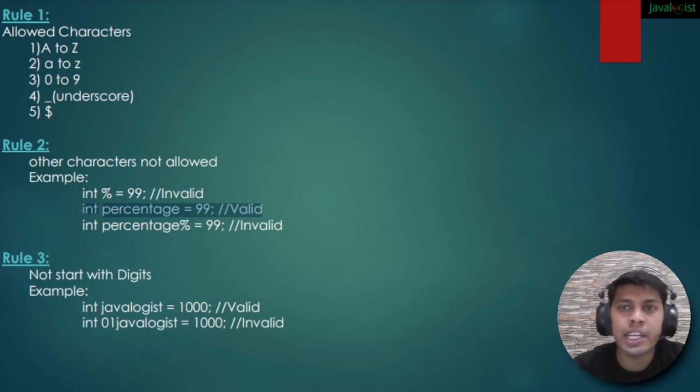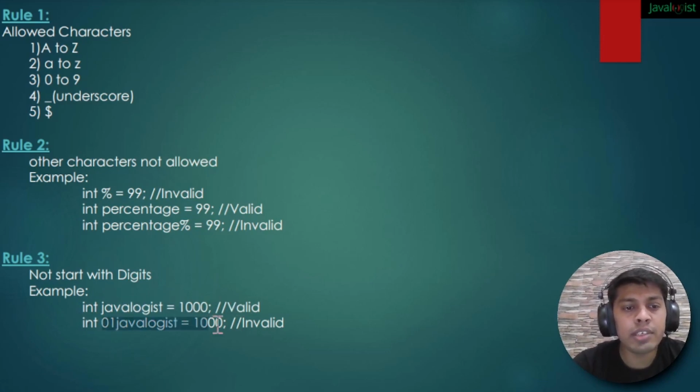Rule number 3, an identifier must begin with a letter, uppercase or lowercase, underscore or dollar character, but it can't begin with a number. For example, this one is valid and this one is invalid.